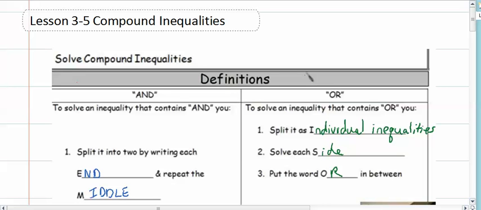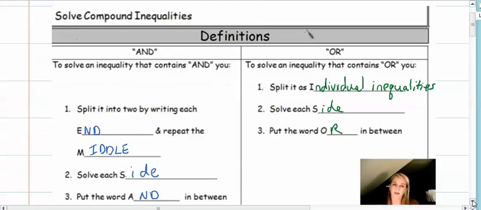Okay, today's lesson is 3-5 Compound Inequalities, and I want you to take a few notes before we get started. So the definition says: to solve an inequality that contains "and," split it into two by writing each end and repeat the middle. Then number 2, you're going to solve each side. Number 3, you're going to put the word "and" in between. And then to solve each inequality that contains "or," split it as individual inequalities, solve each side, and put the word "or" in between.